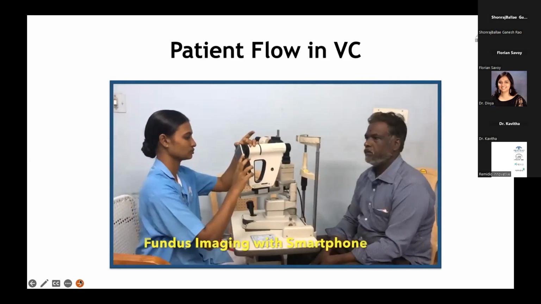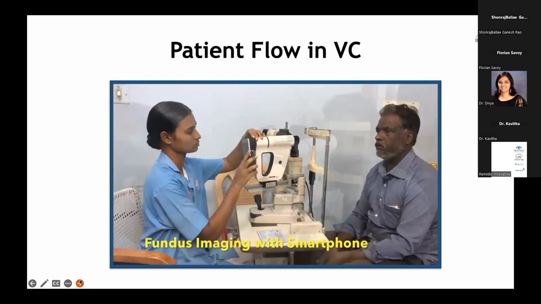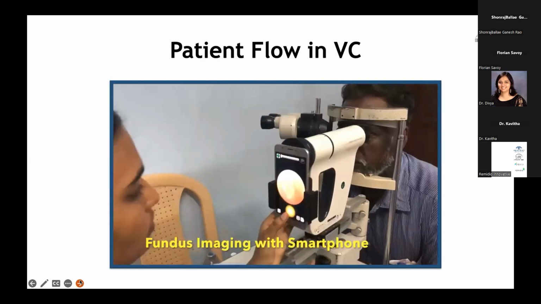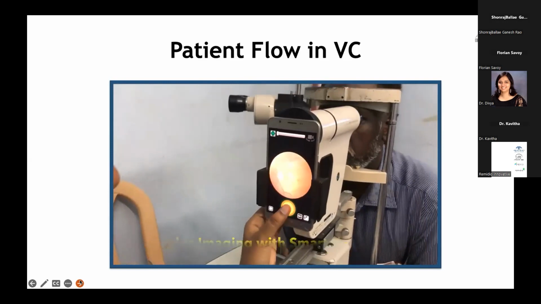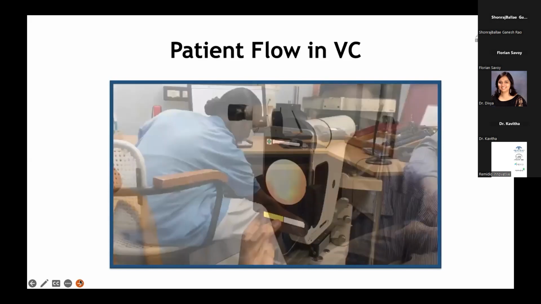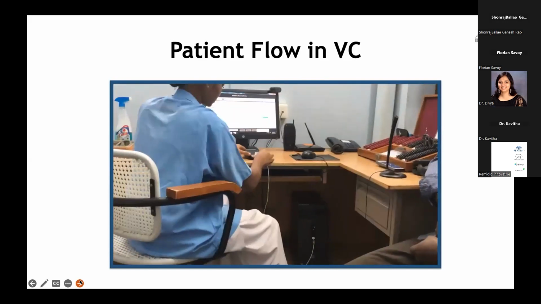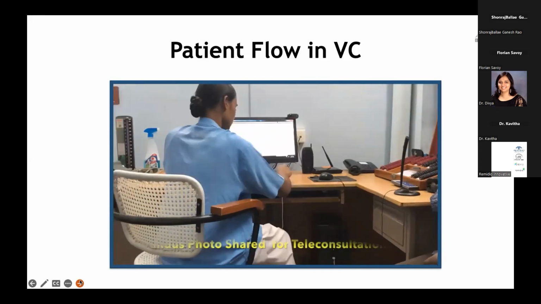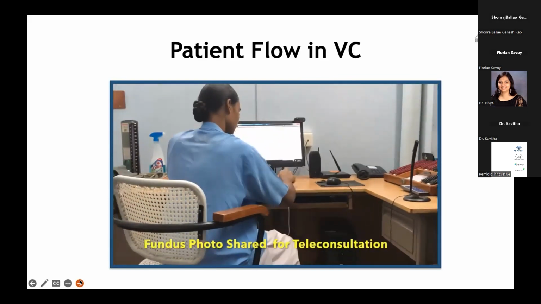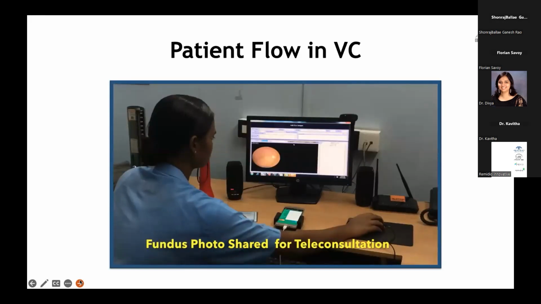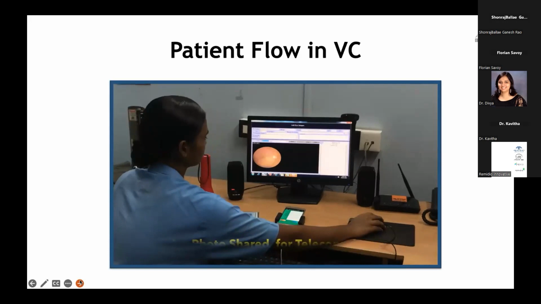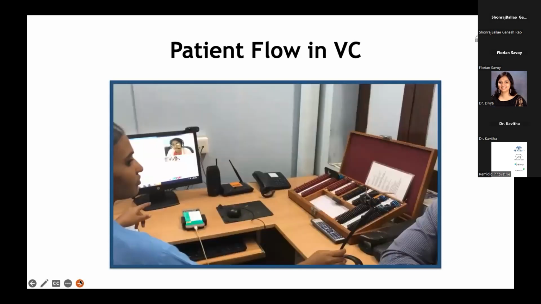So we incorporated this Remidio fundus on phone. And beautifully, the sisters take photographs. And believe me, it doesn't require days of training to get trained to use a Remidio fundus camera. So the Remidio personnel came and they gave just 1 day training to these sisters. And then they were able to take brilliant photographs.